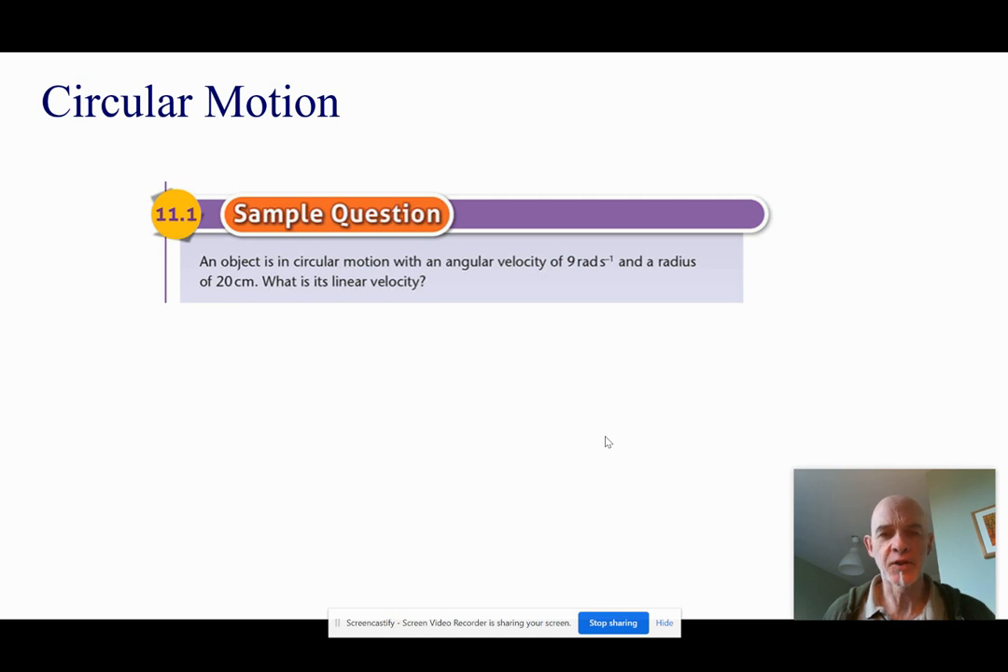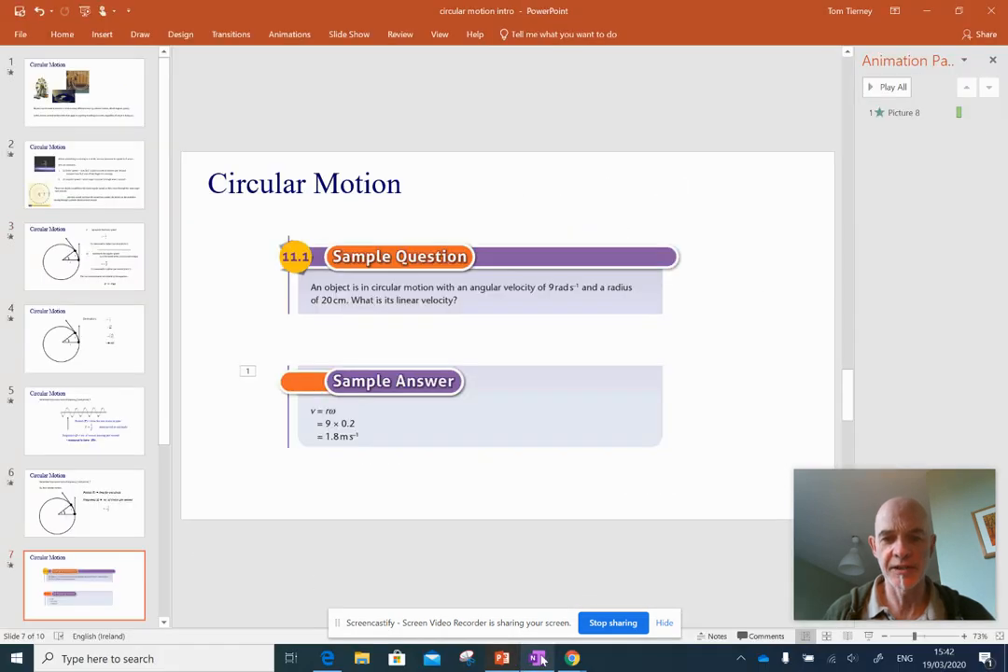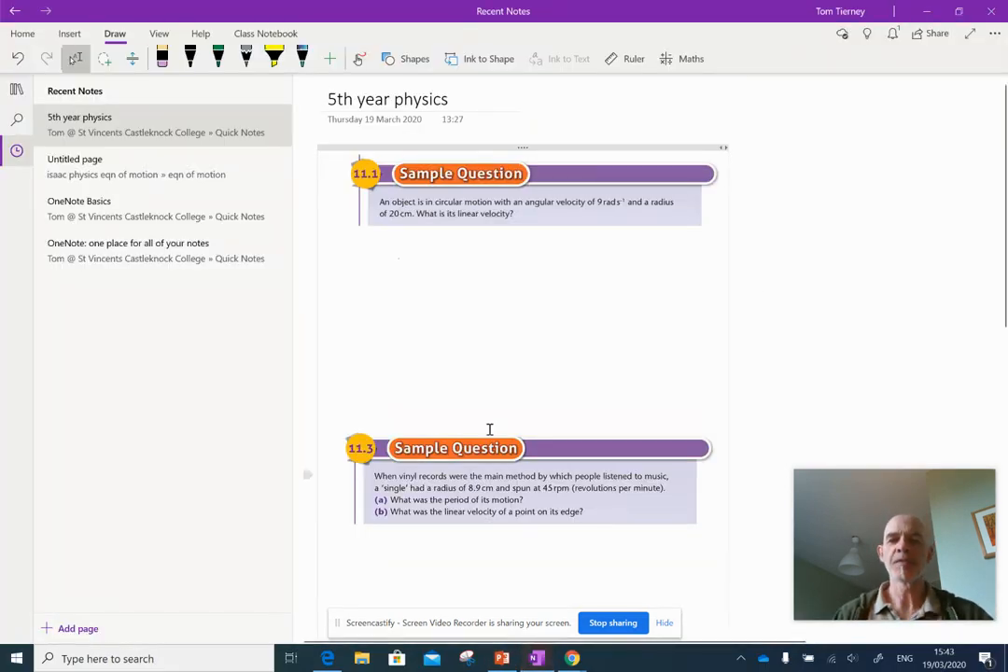Let's look at the sort of maths that you would be expected to work on with this. So if we have circular motion, an object is in circular motion with an angular velocity of 9 radians per second and a radius of 20 centimeters. What is its linear velocity? Now, I'm going to step out of that and try to work through this in OneNote.